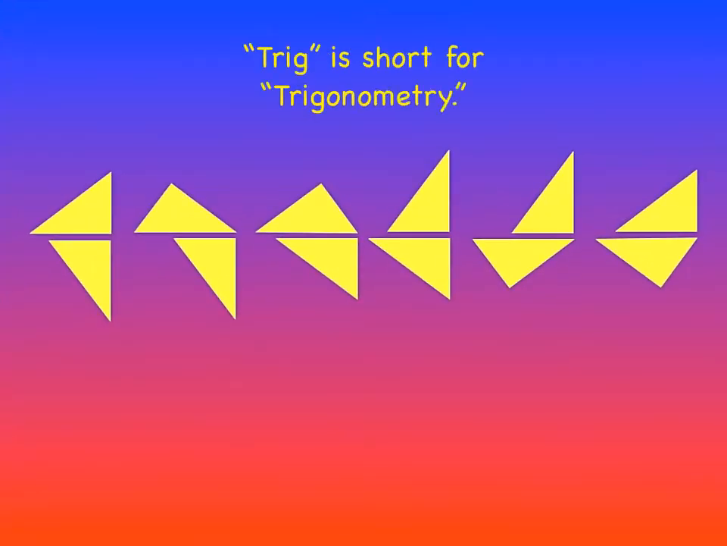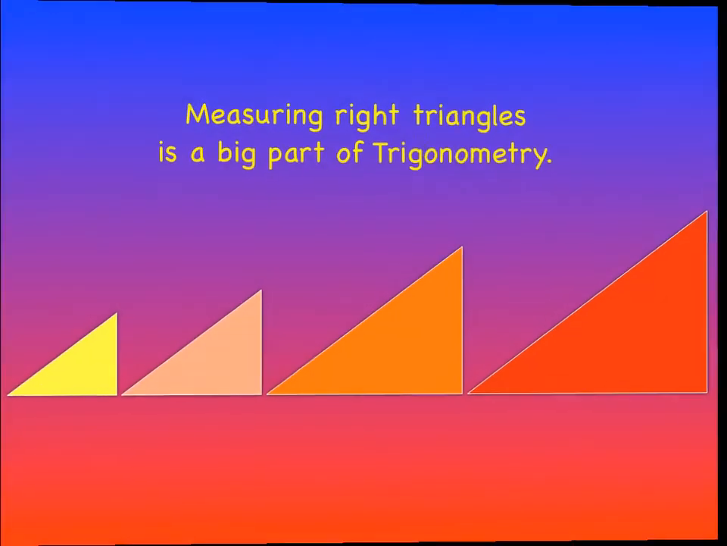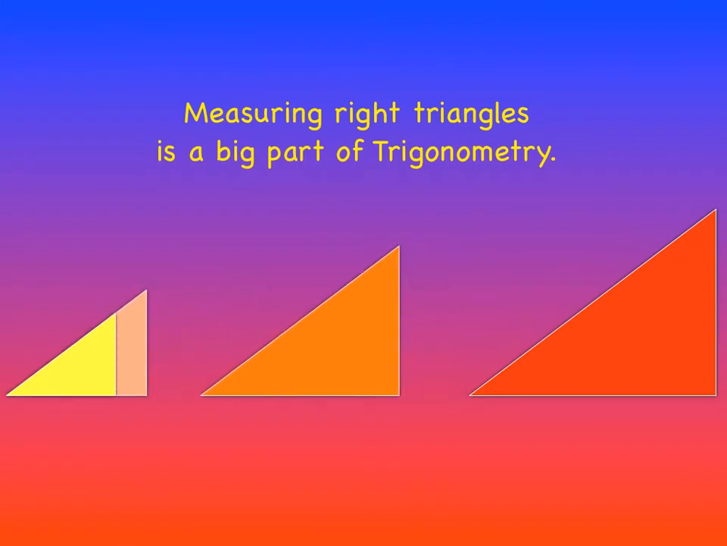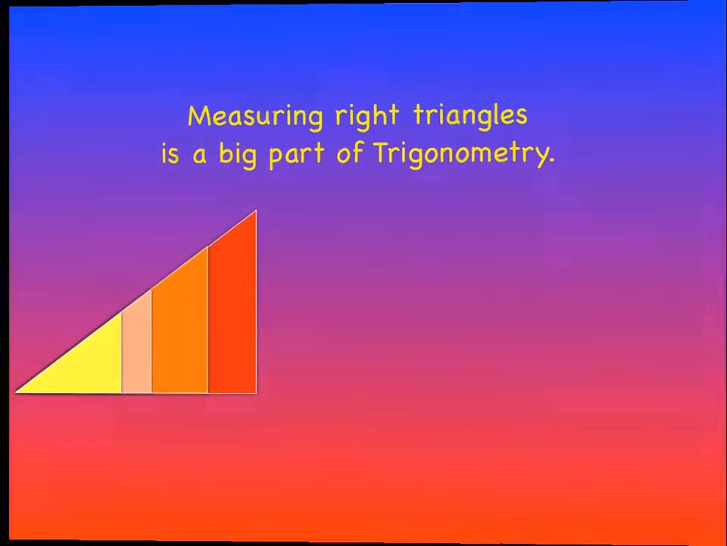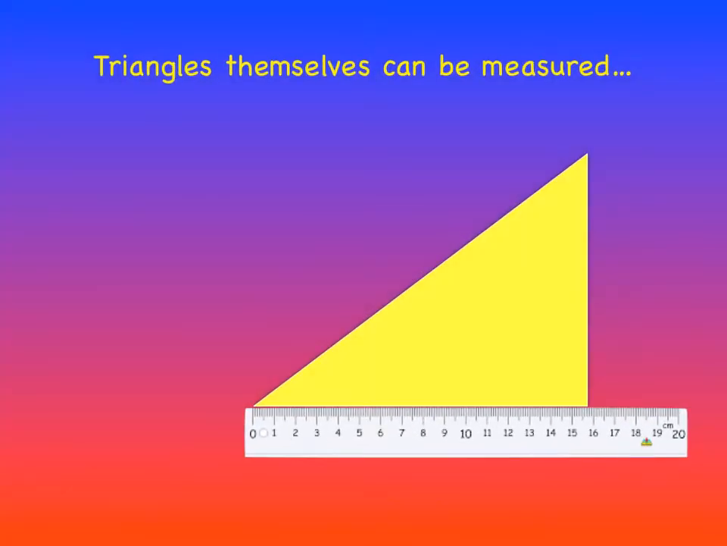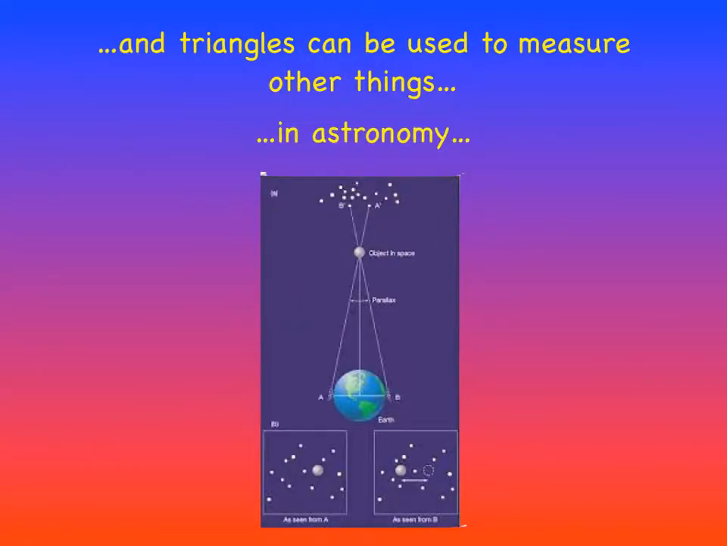Trig is short for trigonometry. Trigonometry comes from two Greek words meaning triangle measure. Measuring right triangles is a big part of trigonometry. Triangles themselves can be measured, and triangles can be used to measure other things.